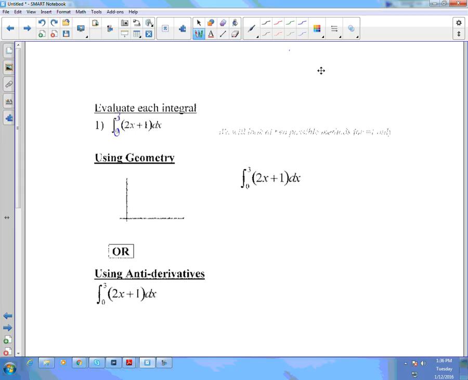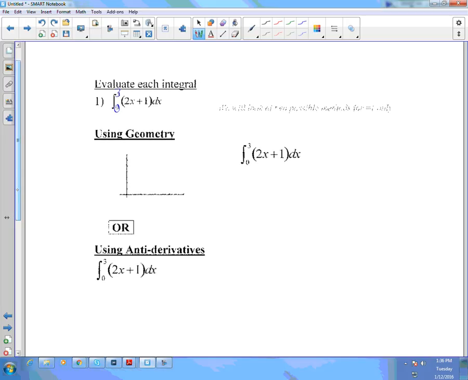Okay. Using geometry first, we're going to evaluate this, and then do the same one with antiderivatives. What does this graph look like? A line. Where's the y-intercept? 1, and the slope is 2. So using geometry, we start at 1, and go up 2 over 1, up 2 over 1, up 2 over 1. So from 0 to 3, what shape is that?